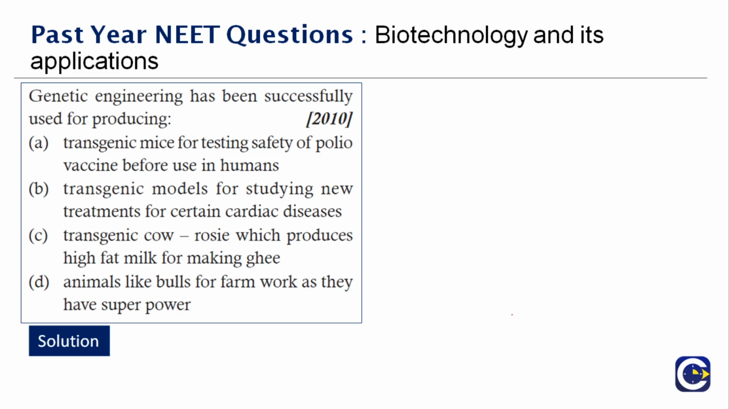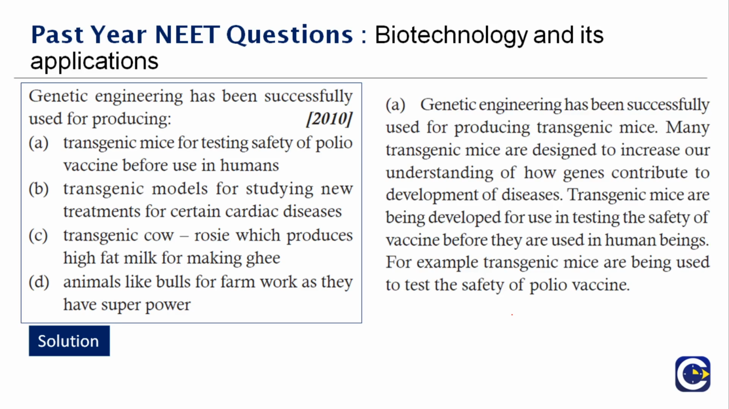Transgenic mice for testing the safety of polio vaccine before use in humans. Genetic engineering has been successfully used for producing transgenic mice. Many transgenic mice are designed to increase our understanding of how genes contribute to the development of a disease. Transgenic mice are being developed for use in testing the safety of vaccines before they are incorporated into humans. For example, transgenic mice are being used to test the safety of the polio vaccine. Major contribution is from the mice. Next question here.